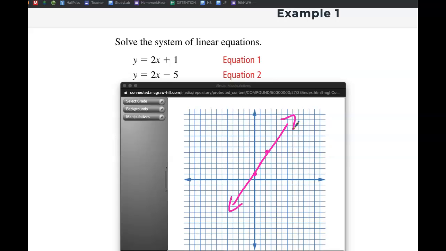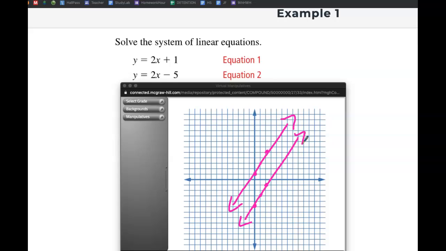Okay, the next one, what's your y-intercept? -5. Okay, so I put a dot at -5. 1, 2, 3, 4, 5. And what's my slope? 2. So I rise 2, right 1, rise 2, right 1. Okay, so there are parallel lines, so what's the answer?